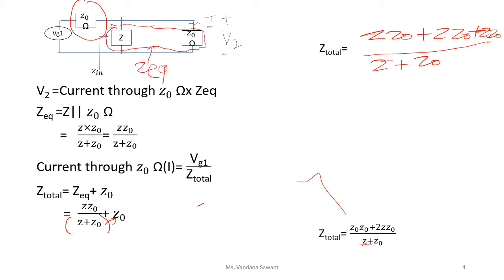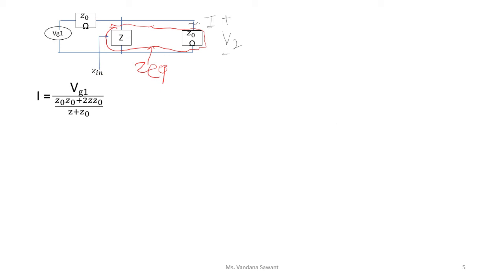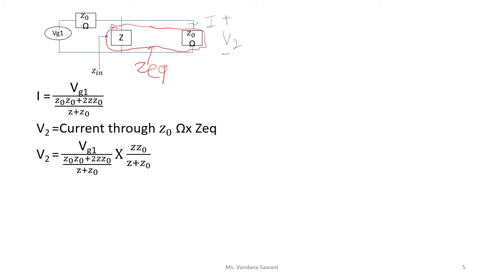Now we have to put this value of Z total to find out the I. So I is equal to Vg1 divided by Z total. Z total is Z into Z0 plus twice Z into Z0 divided by Z plus Z0. So this is your I. If you want to find V2, V2 is the current through Z0 into Z equivalent. So we will put all these values. We have already calculated Z equivalent. We put this value, that is Vg1. V2 is equal to Vg1 divided by Z into Z0 plus twice Z into Z0 divided by Z plus Z0, multiplied by Z0 divided by Z plus Z0.